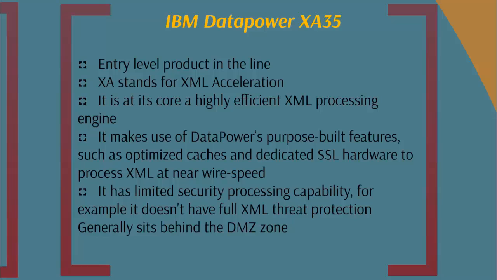It has limited security processing capabilities. This is one of the shortcomings of the XA35 model, though we cannot really call it a shortcoming, in the sense that XA35 was never meant to be a DMZ ready device. It usually sits behind the DMZ, and its primary purpose is to accelerate XML processing. XA35 was the earliest member of the DataPower family, and it wasn't built for a DMZ zone. So it doesn't have full XML threat protection, and it generally sits behind the DMZ zone.